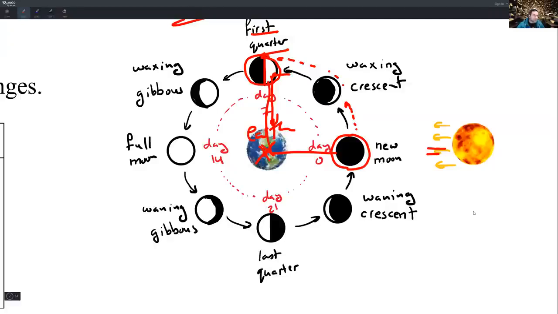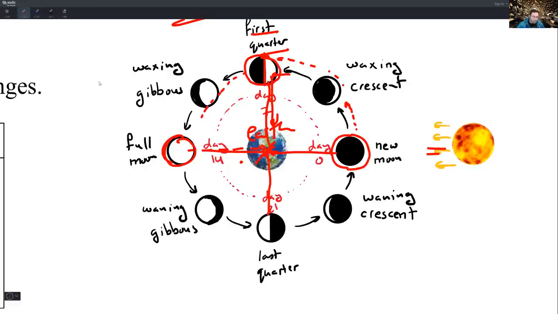If you wait for another quarter, so half the month, another 7 days or 2 weeks in total, now you get the full moon, because the sunlight hits the surface and we get the full reflection. So we see the entirety of the moon. So when the moon is on the other side of the Earth, at mid-month, day 14, you get what? A full moon. That's another quarter, it's a quarter.